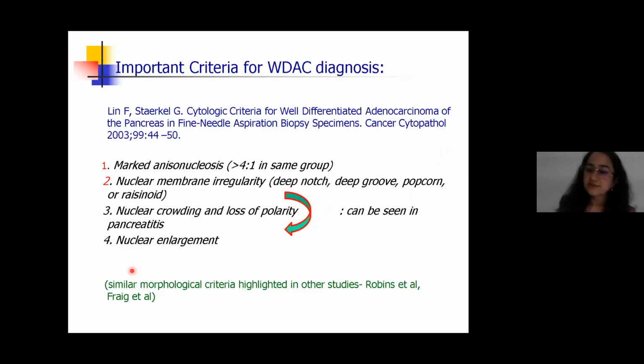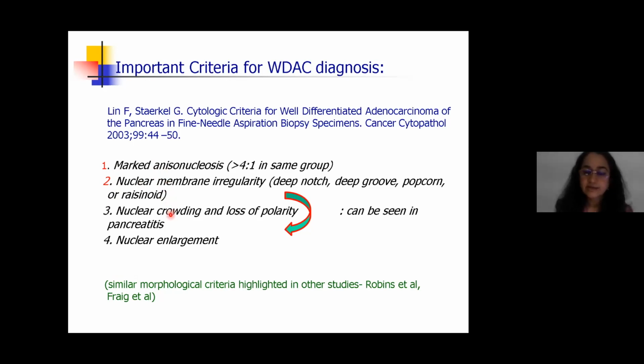A lot of authors have tried to evaluate what are the important features one should look for when you try to differentiate these two lesions. Most of the authors have talked about these 4 points. First, marked anisonucleosis, that is more than 4:1 in the same epithelial group, and nuclear membrane irregularity with presence of deep notches, grooves, popcorn-like cells. If these two factors are present, then you are pretty sure that you're dealing with an adenocarcinoma.